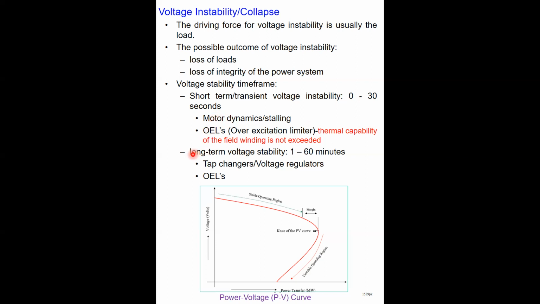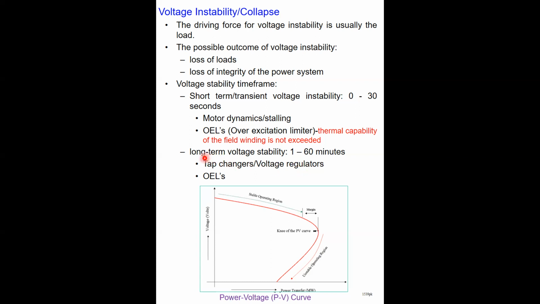And in some cases, the time duration of voltage instability could be from a few minutes up to several minutes. Let's say at the load bus you have tap changers or voltage regulators, and you have a gradual increase in the load. It's not a sudden increase in the load at the load bus. It is a gradual increase in the load at the load buses.